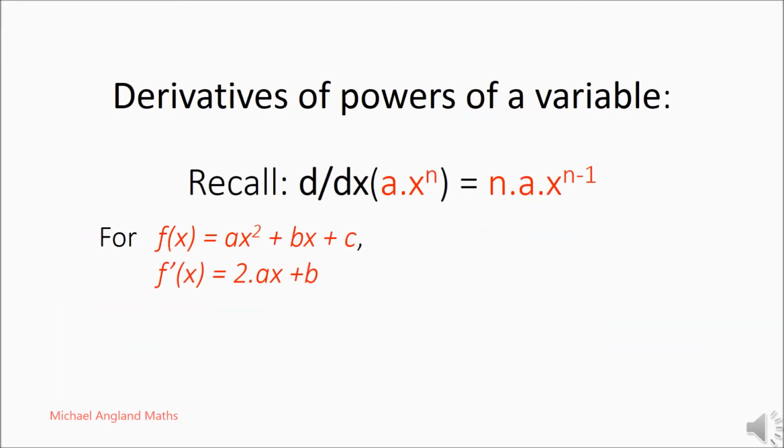Just a recap on derivatives. When we're looking at powers of a variable, the derivative of a times x to the n, where x is our variable here, is n times a times x to the n minus 1. So in the case of our parabola, f(x) equals ax squared plus bx plus c, f'(x), or the derivative, is 2ax plus b.